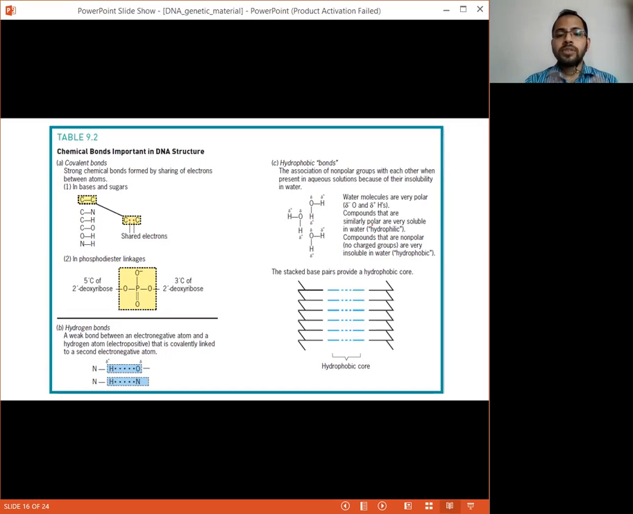Another kind of bond which is stabilizing the DNA structure is hydrophobic bonds. So how are these hydrophobic bonds created? Through association between the non-polar groups with each other.